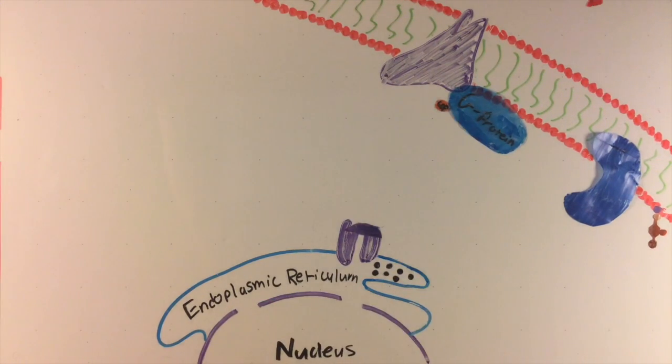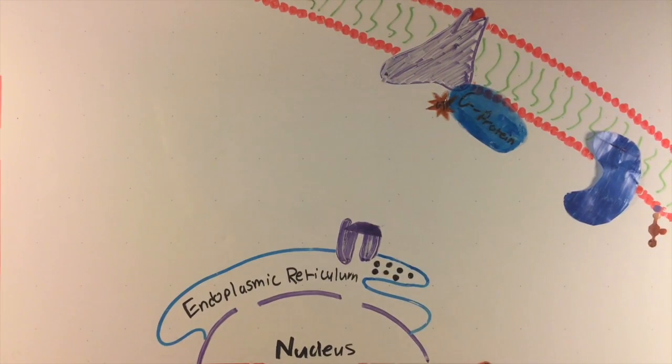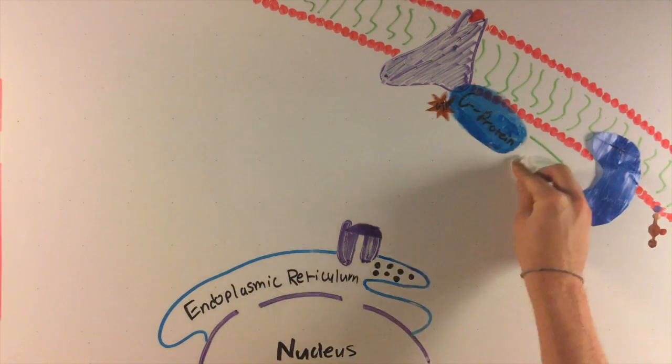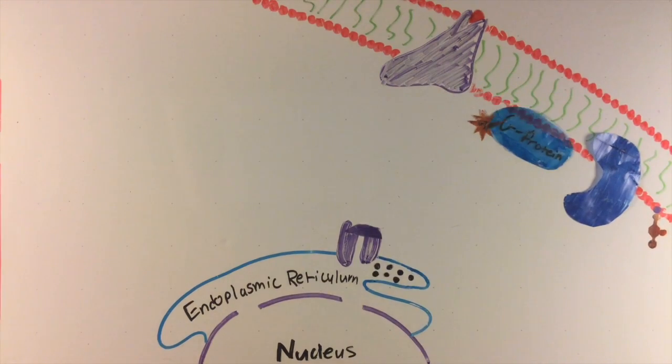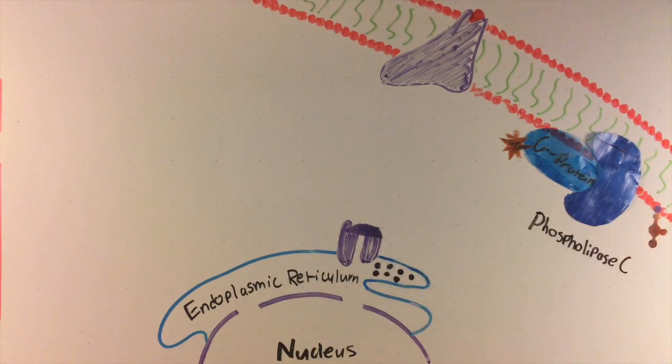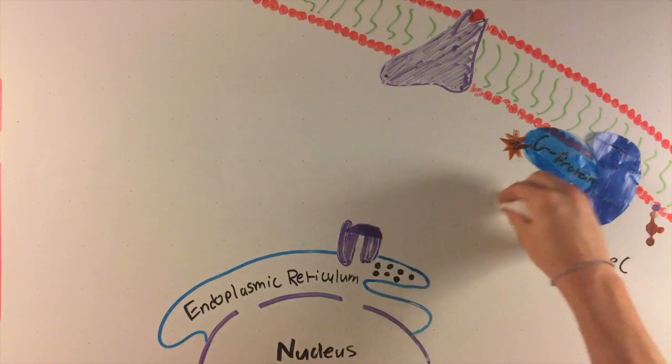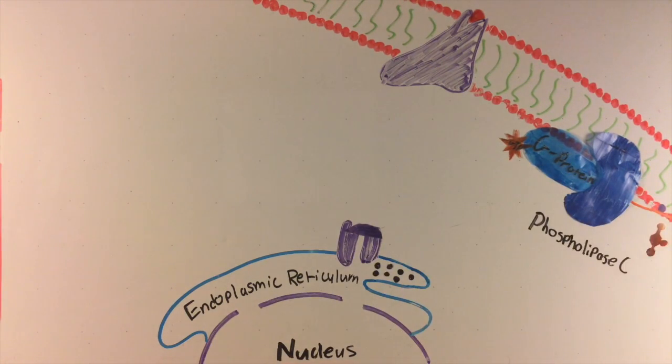When a ligand binds with a receptor protein, the G protein is activated. This in turn activates the enzyme phospholipase C. Phospholipase C, now activated, breaks down a phospholipid into IP3 and DAG.